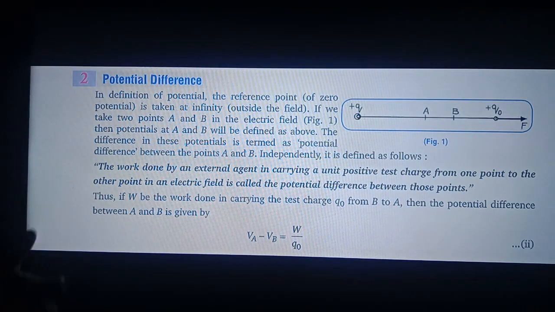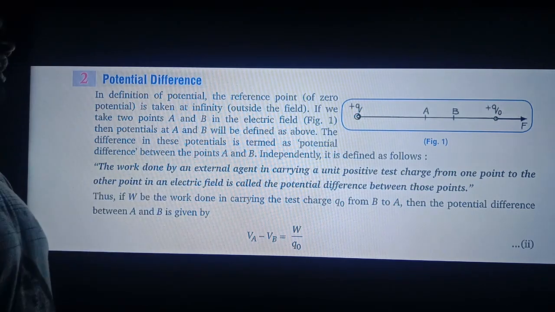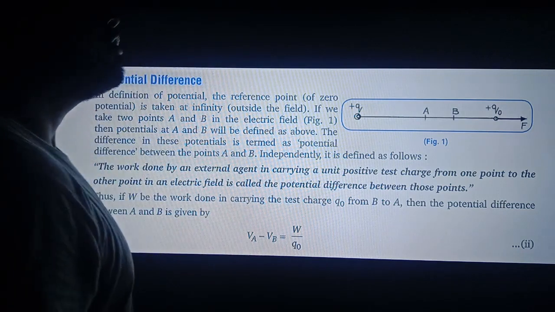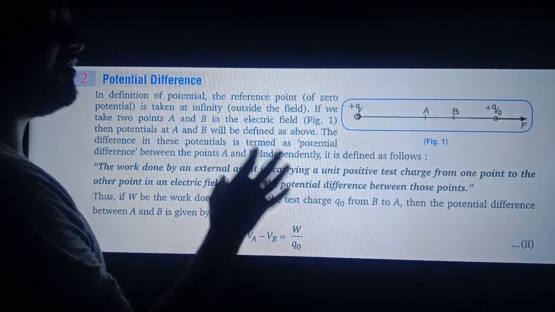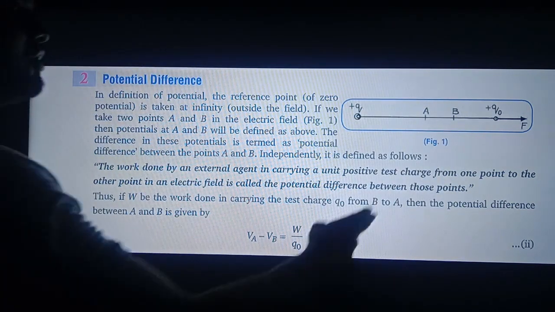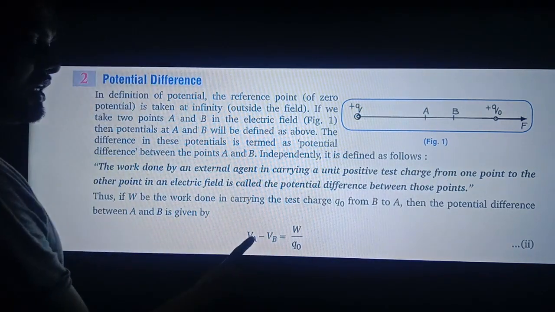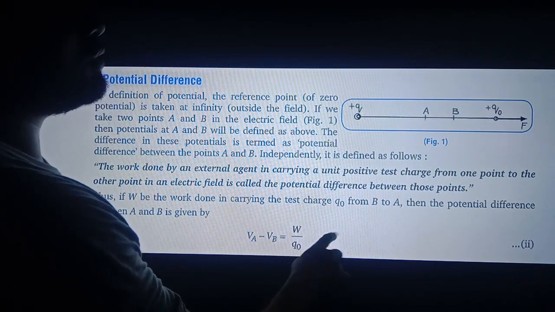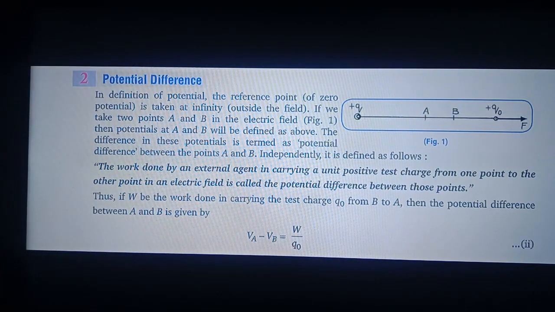Now what statement do you have to write in your copy? This. The work done by an external agent in carrying a unit positive test charge from one point to other point in an electric field is called potential difference between those 2 points. Draw this diagram, write this statement and write this formula. Instead of this, you may write VA minus VB is equal to WA minus WB upon Q naught is equal to W upon Q naught.